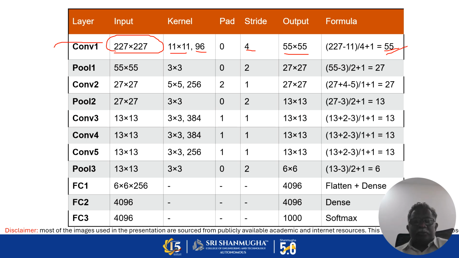We have three fully connected neural networks, and the first one will have 4096 neurons. Finally, you'll have 1000.